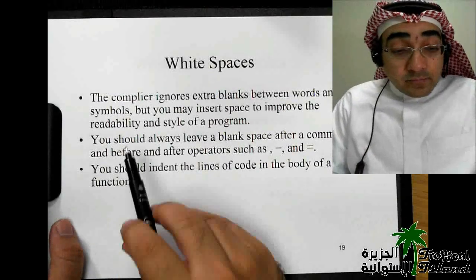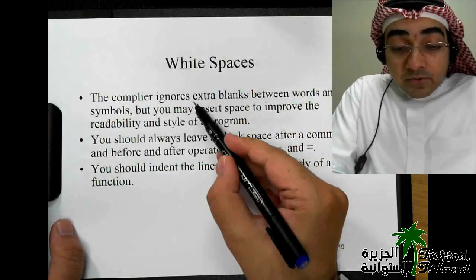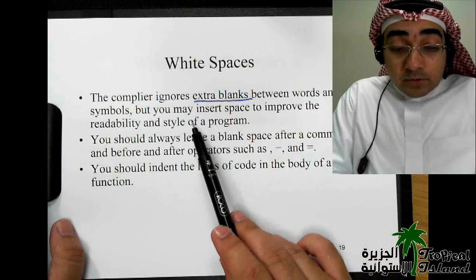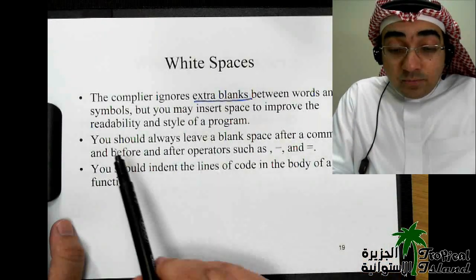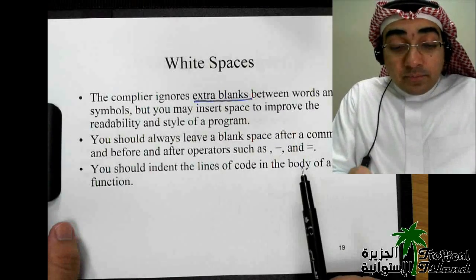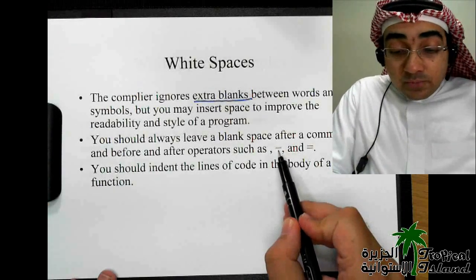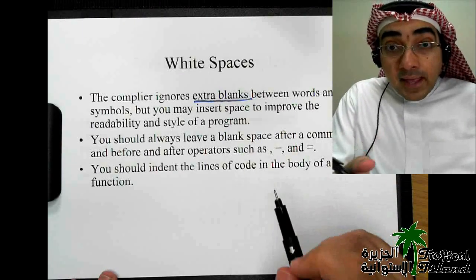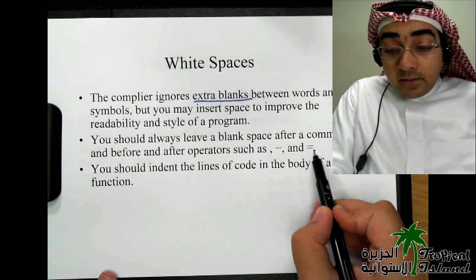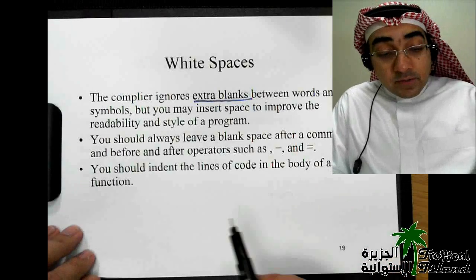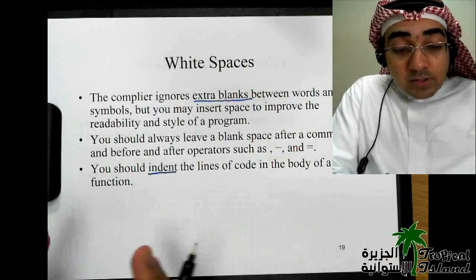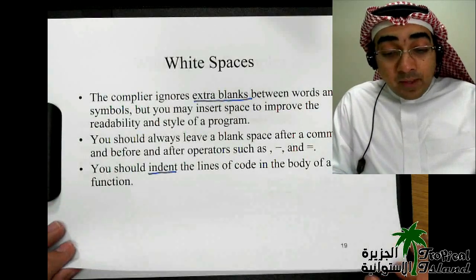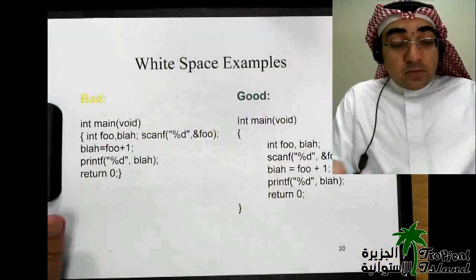Now, the compiler ignores extra blanks. Extra blanks are ignored between words and symbols, but you may insert space to improve the readability and style of the program. Whenever you're doing addition, subtraction, or any binary operation, please put a space between the operation and the variable, and even between the equal sign and all the other stuff. And you should indent your code. To indent your code is actually to tab it, and I'm going to show you an example on the next page of how you indent your code.